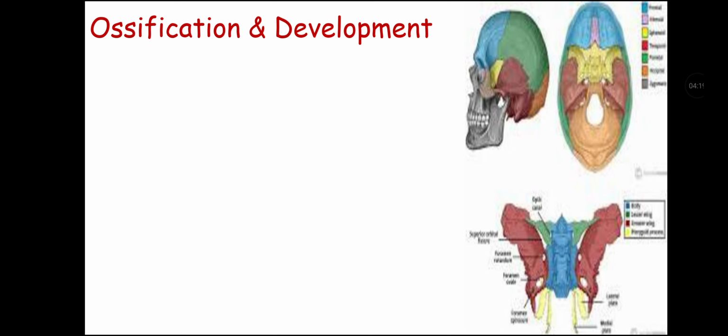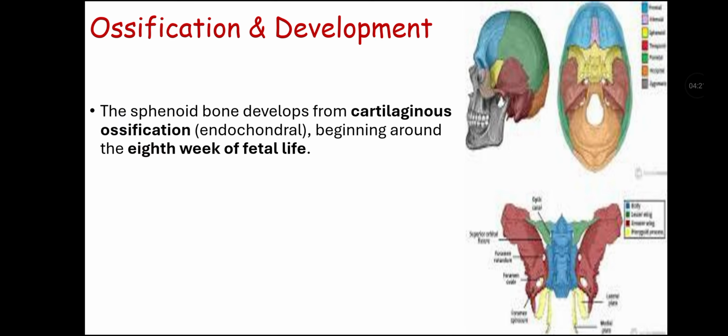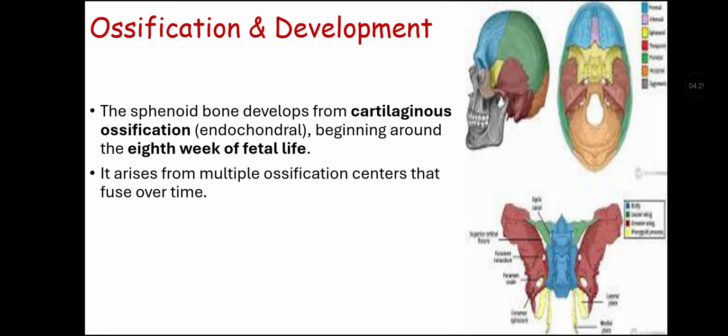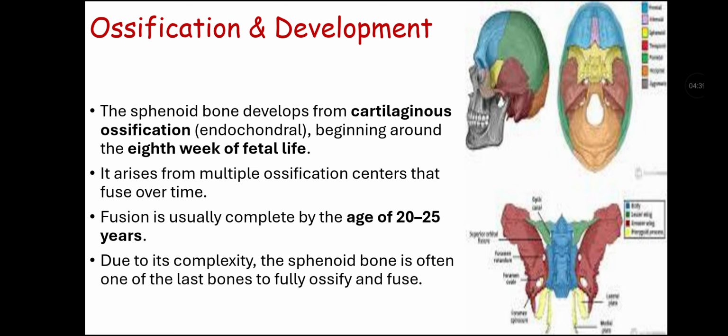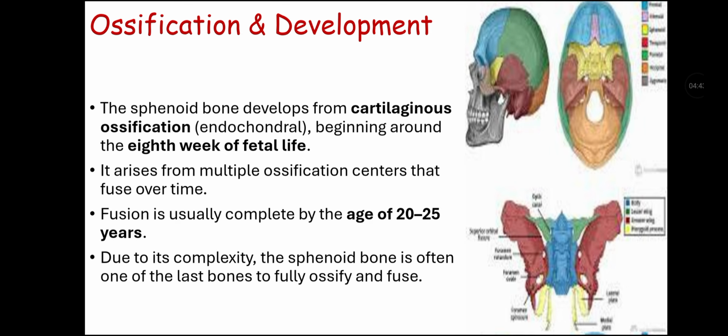Now let's talk about ossification and development of the sphenoid bone. The sphenoid bone develops from cartilaginous ossification, that is also called endochondral ossification, beginning around the 8th week of fetal life. It arises from multiple ossification centers that fuse over time. Its fusion is usually completed by the age of 20 to 25 years. Due to its complexity, the sphenoid bone is often one of the last bones to fully ossify and fuse.